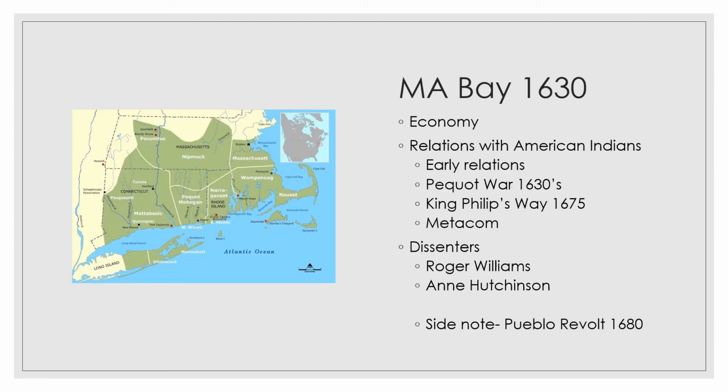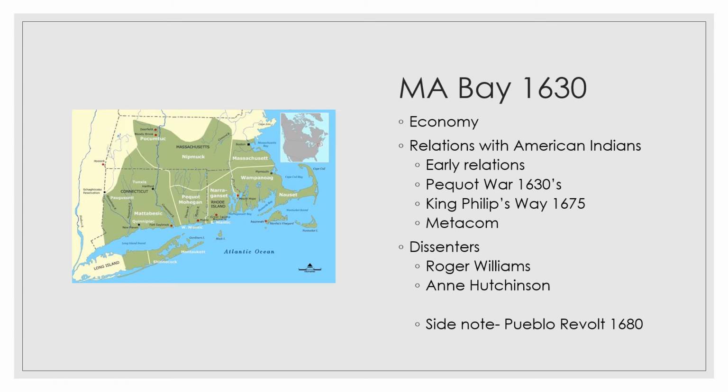Continue with Massachusetts Bay. The first thing we want to look at on this slide is their economy. In New England, you're looking at a very different geography and weather than our southern colonies. Like I mentioned earlier, if you've ever lived in New England or visited, their winters are very brutal. They're very harsh. They get an extraordinary amount of snow compared to what we get. Their summers are a lot shorter.